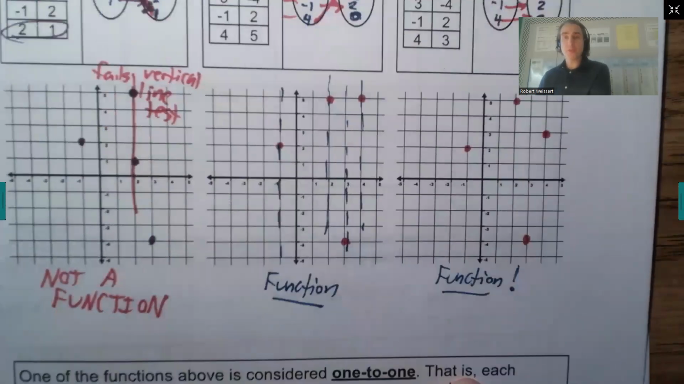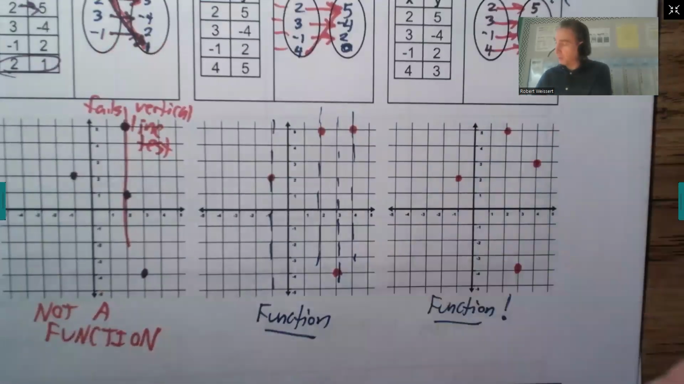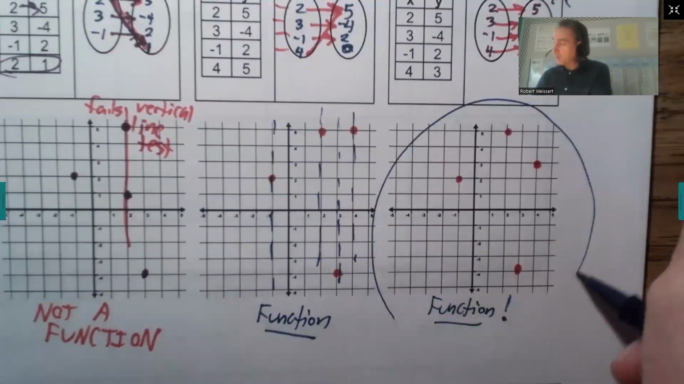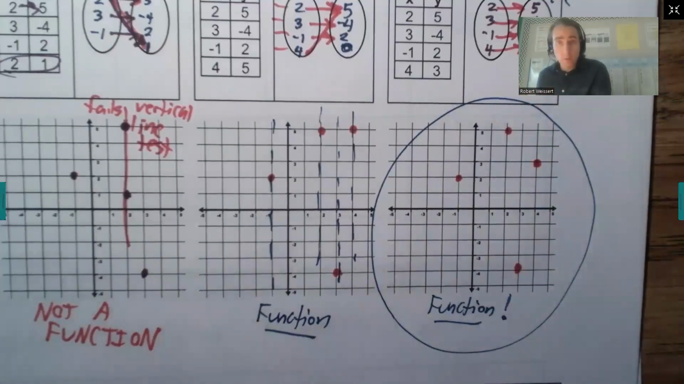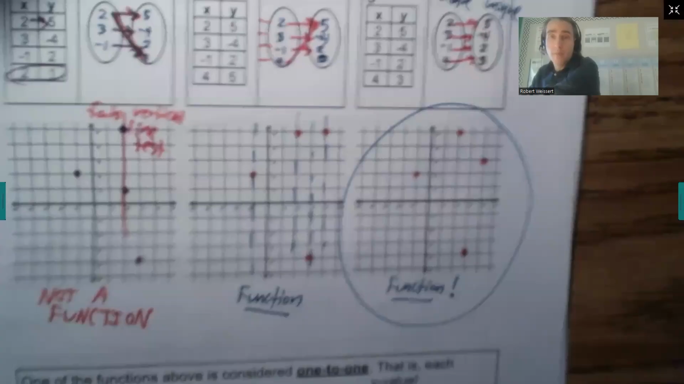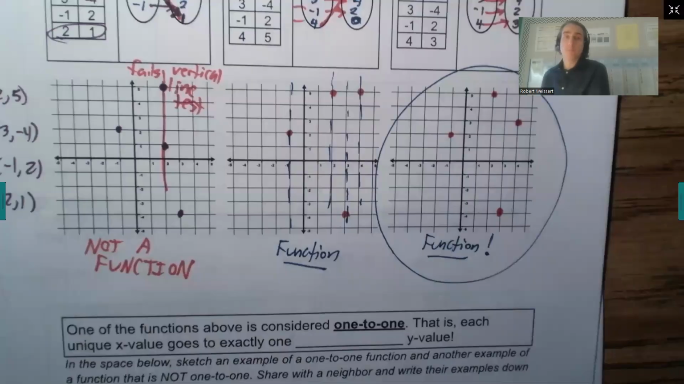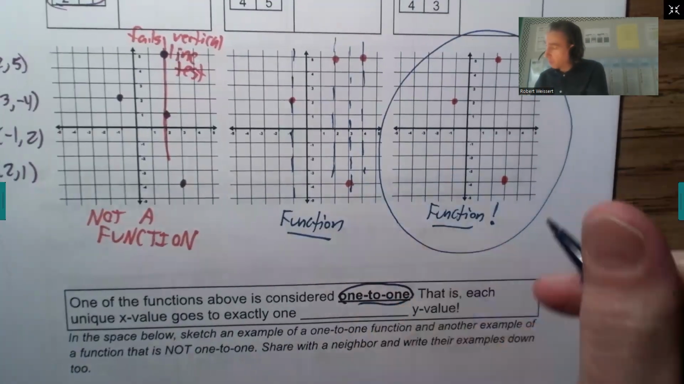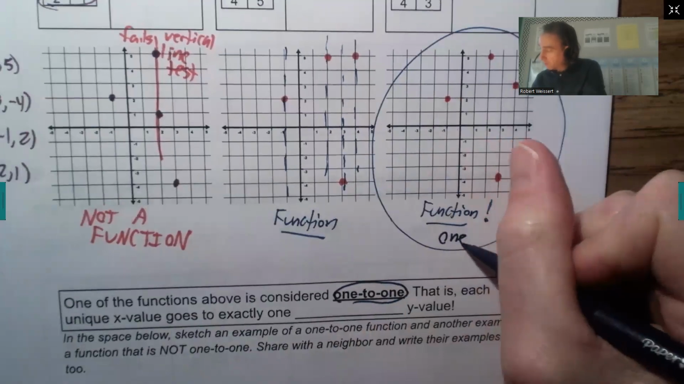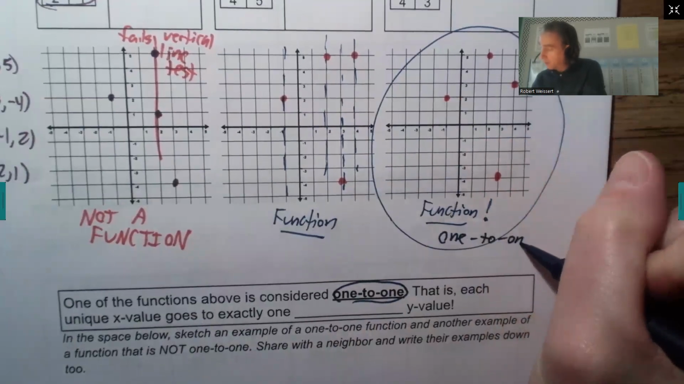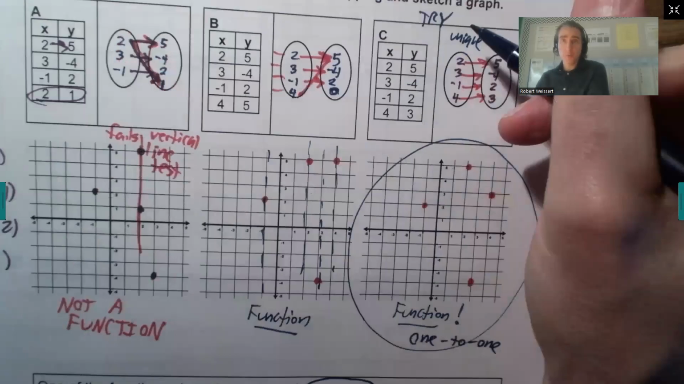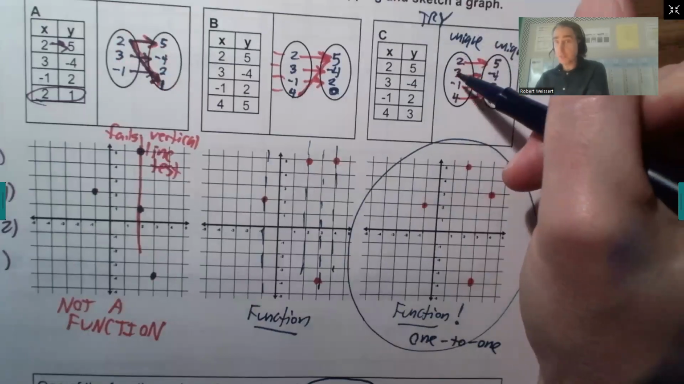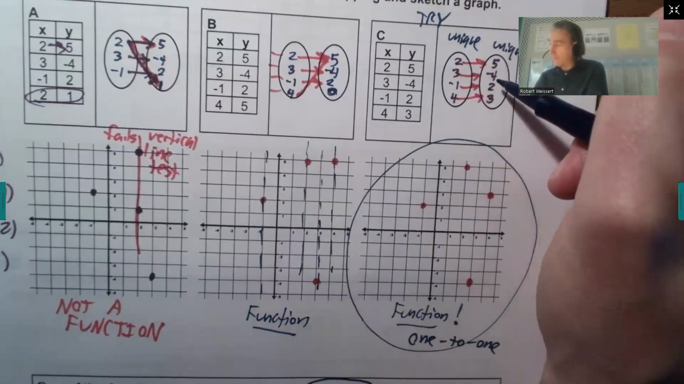So that brings us to this special case right here. When you see all the X values and all the Y values being unique, that function actually has a name. And that's called a one-to-one function. Okay, so this is actually a one-to-one function when you see every unique X value go to a unique Y value.